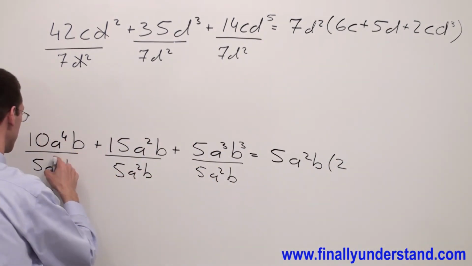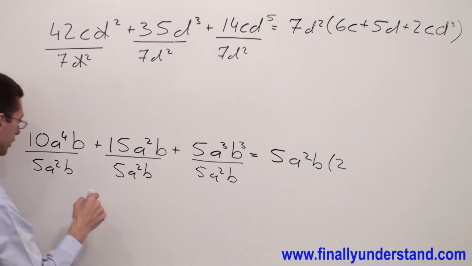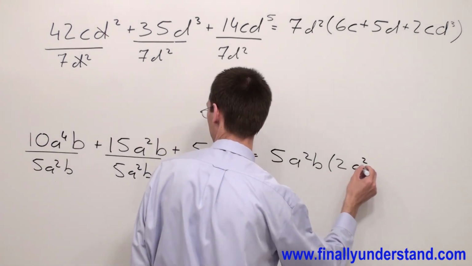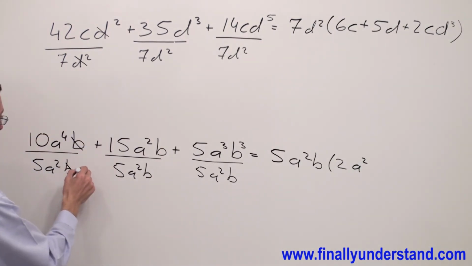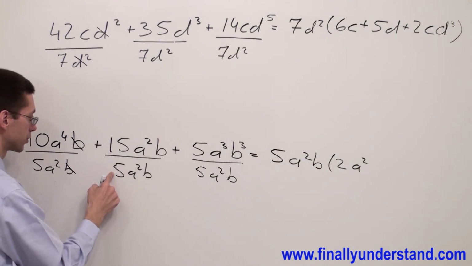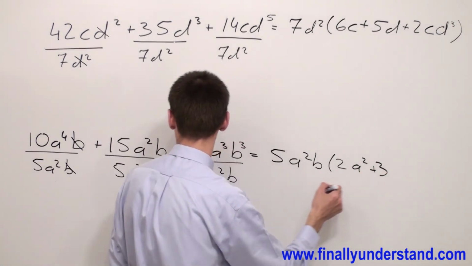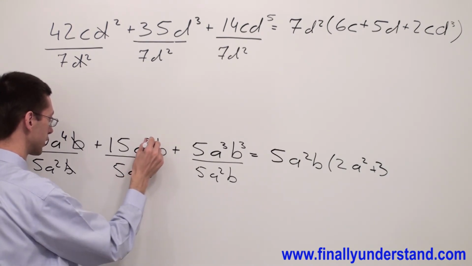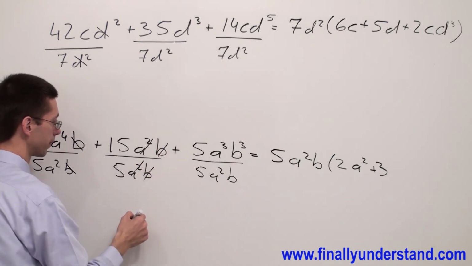a to the fourth divided by a to the second. I have to keep the base and subtract the exponents. I have a to the second power. b and b will cancel out. 15 divided by 5 is 3. A to the second divided by a to the second, both of them are going to be cancelled. B divided by b, they cancel out each other.